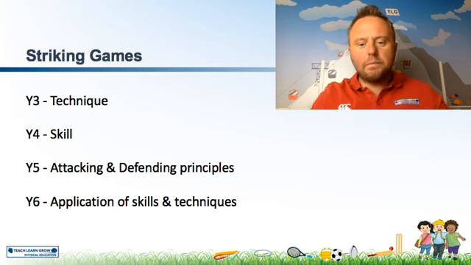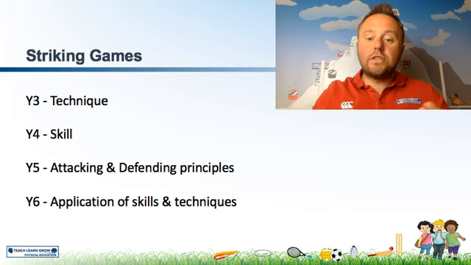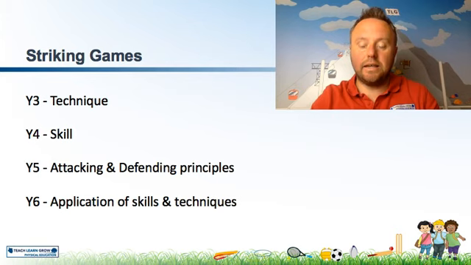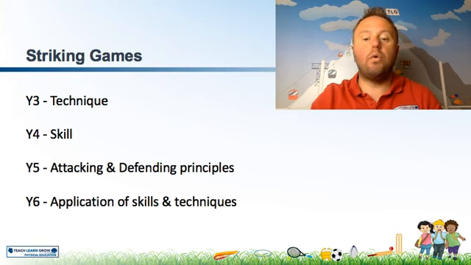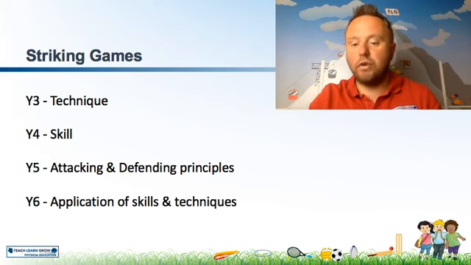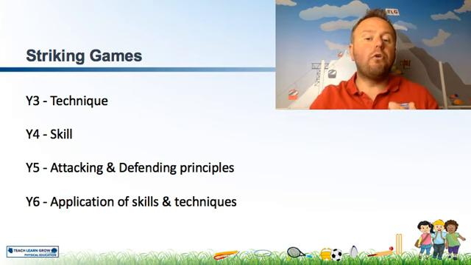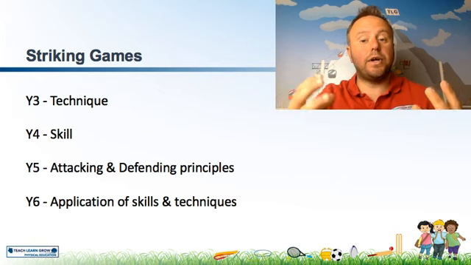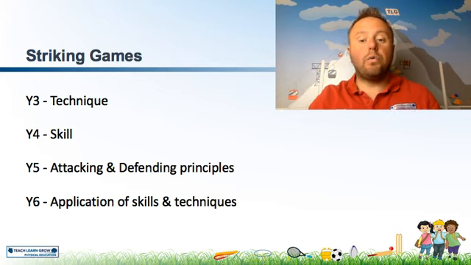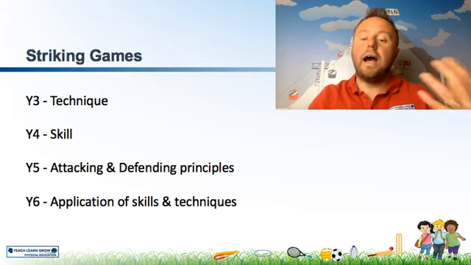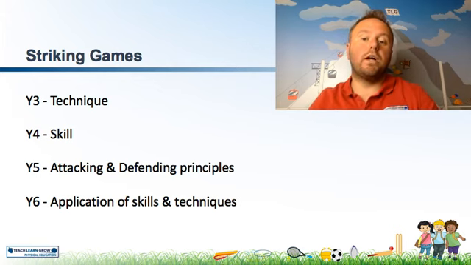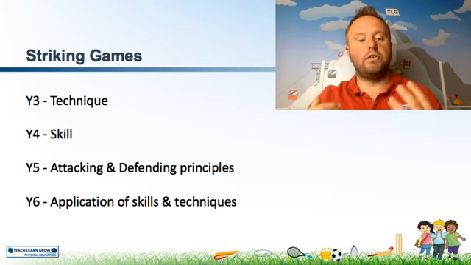In striking games, it's a little bit different, but similar. So we look at year 3, technique. How do I hit a forehand? How do I hit a backhand? How do I strike a cricket ball off a tee? In year 4, it's skill. Okay, so now I need to think about technique plus game pressure equals skill. So how do I hit a ball that's been hit at me rather than just one that I hit myself? How do I play a rally? How do I strike a ball to try and score runs when there's pressure on?